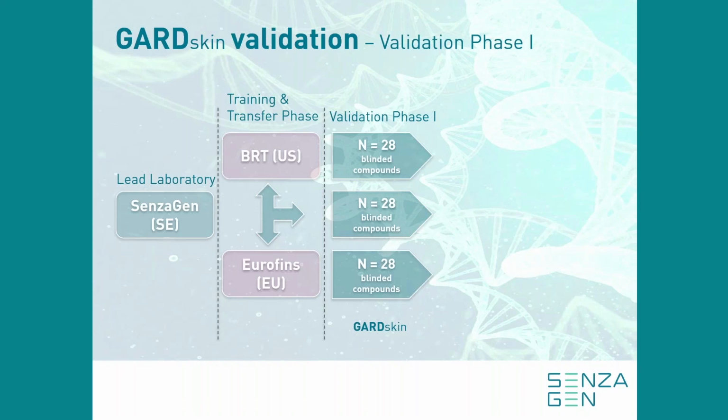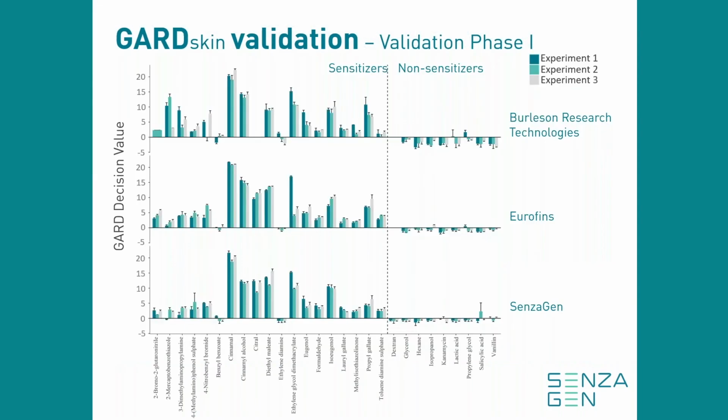So what we basically did was that all of the laboratories were given a subset of 28 chemicals that should be tested in a completely blinded fashion. So none of the laboratories had access to the codes for the chemicals. And this is basically the data from the validation study.